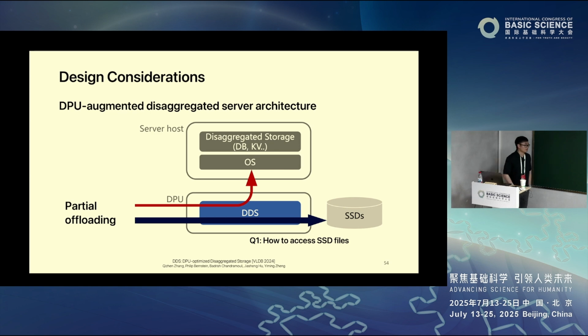Okay, a few design questions we need to answer. The first is how do we access the SSD files directly on the DPU? The second question is how can we separate the traffic between the host and the DPU? And finally, how can we make the offloading on the DPU general and fast?